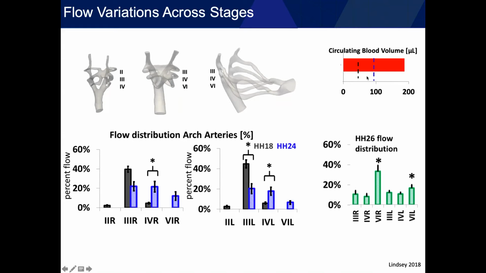And then up top, you can see how the circulating blood volume really changes dramatically. So in black is the HH18, and blue is the HH24, and then for the HH26, or day 5, it's almost double the blood volume that is now circulating. So it's a huge change taking place there. These aren't drawn to scale.